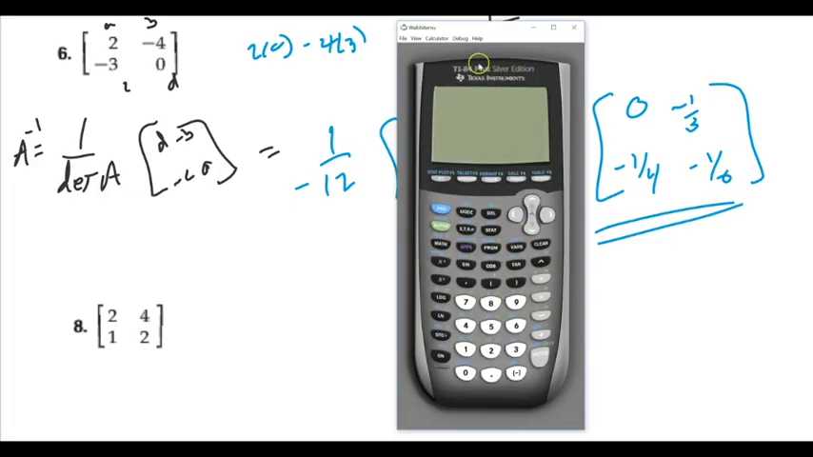It's actually very easy to do. Calculator, turn it on. Go to second calculator. We're going to type in our 2x2 matrix, the starting one. Make the 2x2 this time. 2, 4, negative 3, and 0.